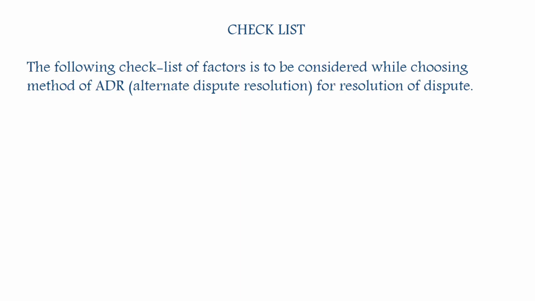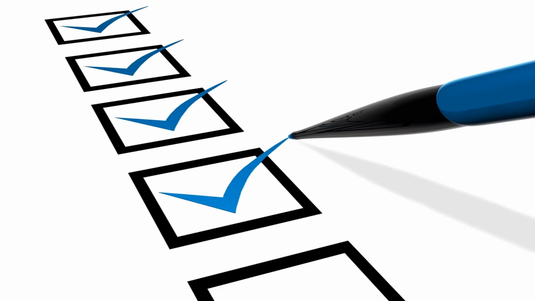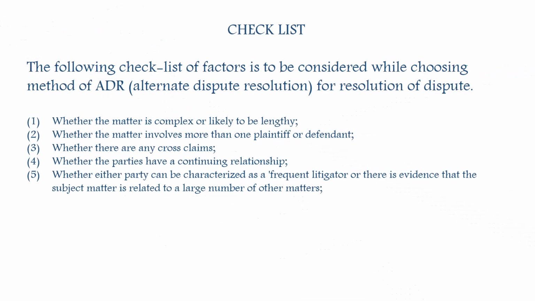Assalamu alaikum. Today we will discuss the checklist of various factors that will be considered while adopting any method of alternate dispute resolution. The following checklist of factors may be relevant in the diagnosis stage of any classification system to determine which case may be appropriate. First is whether the matter is complex or likely to be lengthy.